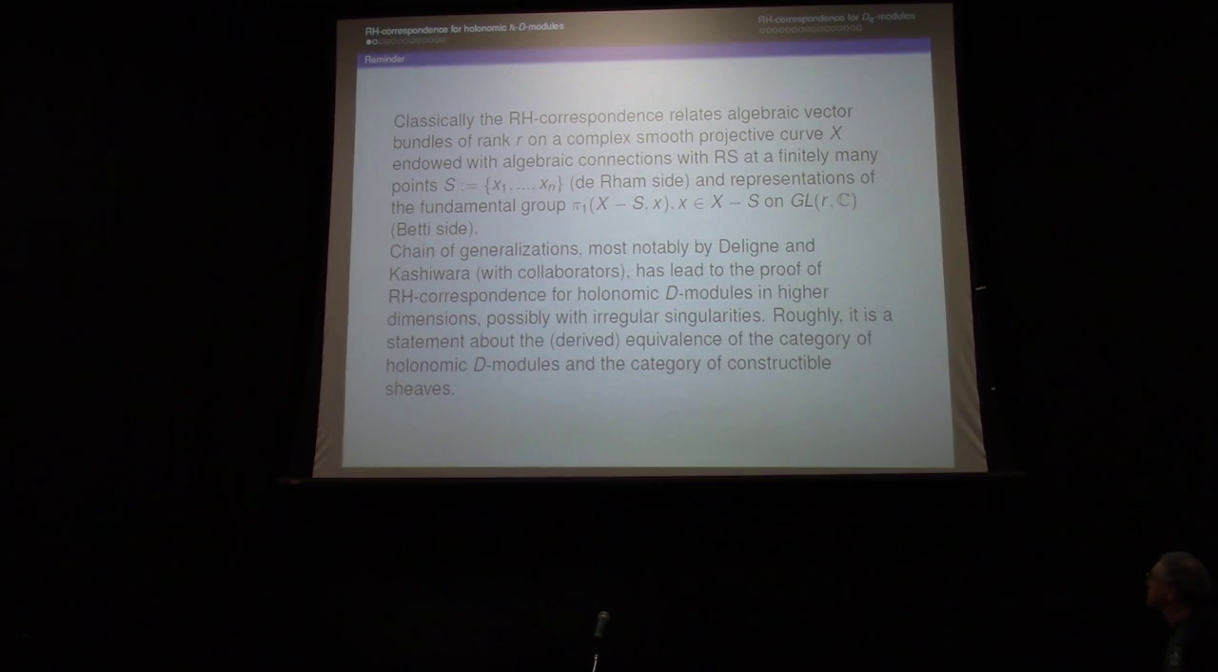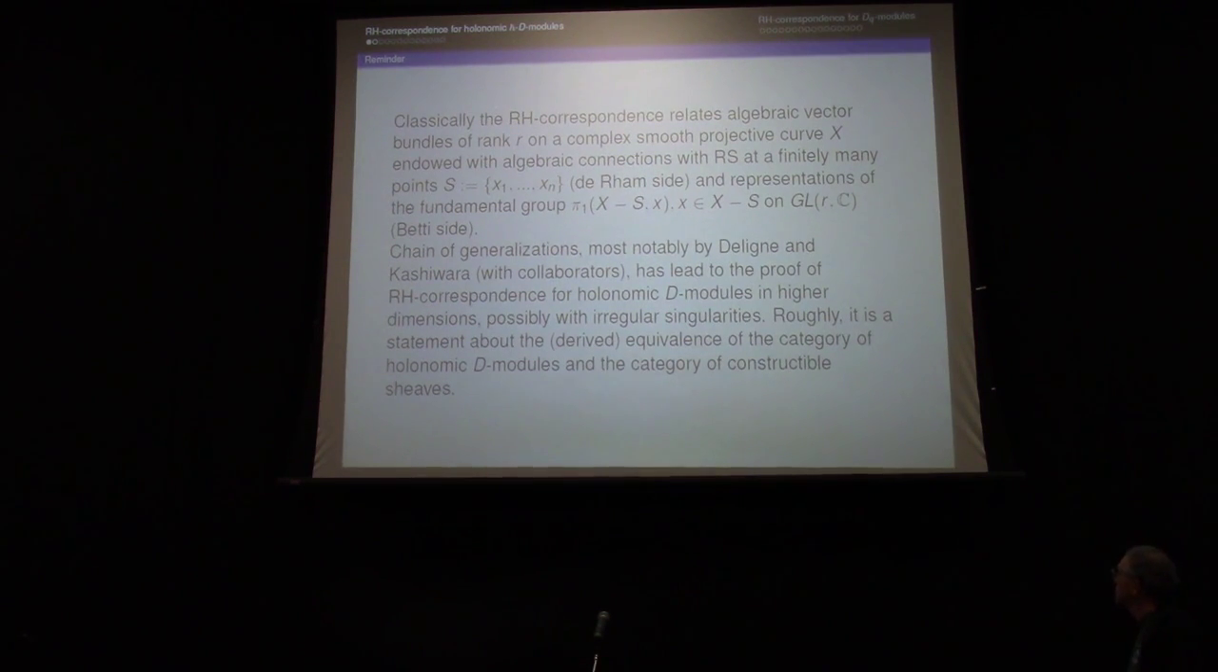So I start with a very short reminder that the classical Riemann-Hilbert correspondence is a relation between connections on algebraic bundles on curves, in the simplest case with regular singularities. This is the de Rham side, by Mendelian-Hodge terminology as called by Carlos, and a representation of the fundamental group. It's the topological side of the story, the Betti side, representations of the fundamental group of the complement of the projective curve to the marked points.